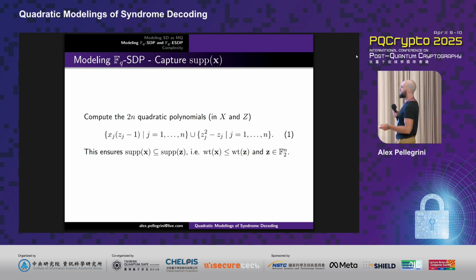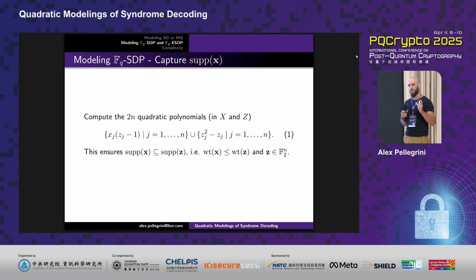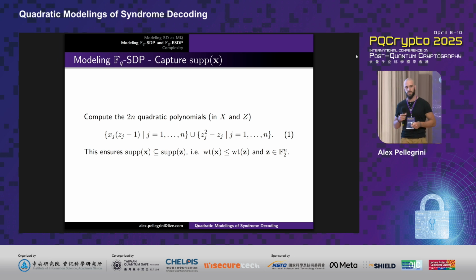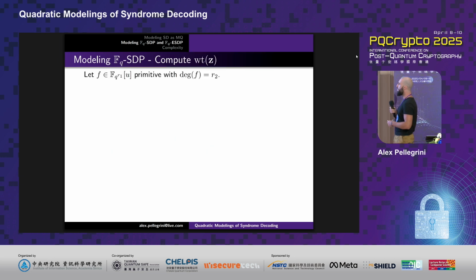So this ensures that the support of the Z part of the coordinates of a solution contains the support of the X part, the actual solution to the syndrome decoding problem. In other words, the Hamming weight of the Z part of the coordinates is larger than that of X. So now we just have to bound the weight of Z, right? And we have a binary vector, not anymore a vector over FQ. So how do we do this?